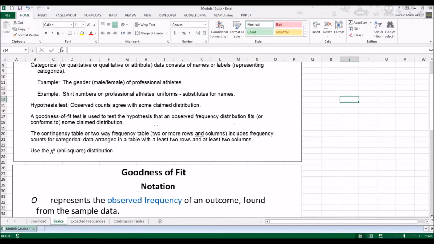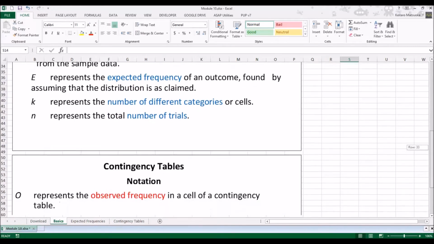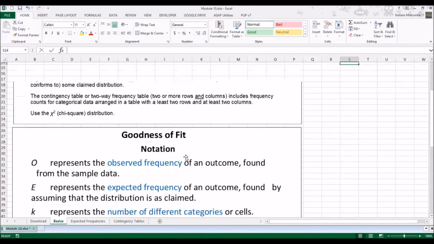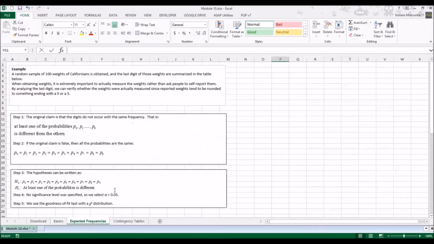Let's look at some of the notation for goodness of fit. We're going to be using O, E, K, and N. For the contingency tables, we have the same O and E, but we'll also have R and C: R for rows, C for columns. Now let's look at the goodness of fit test example.